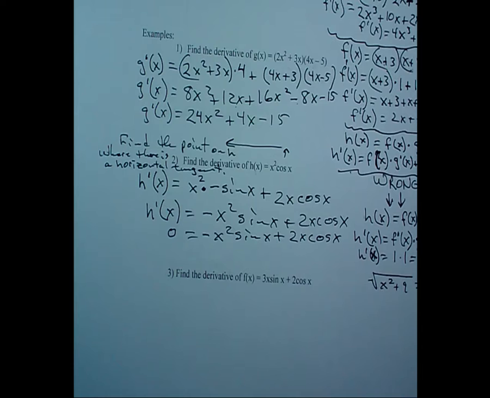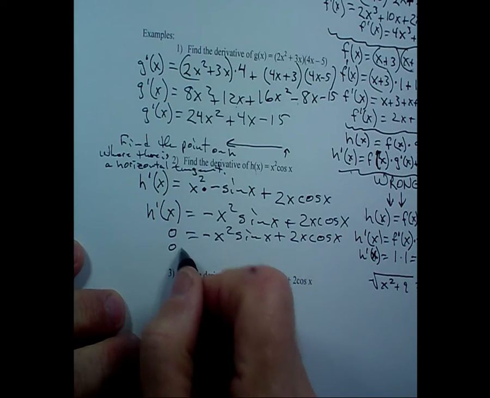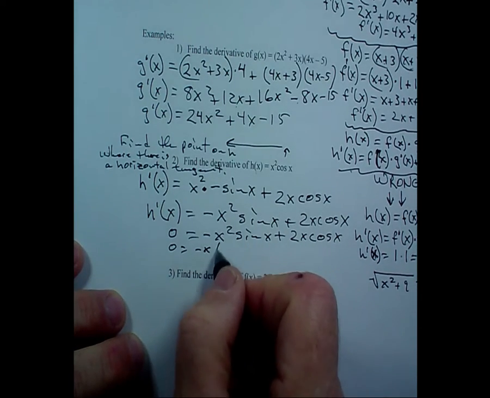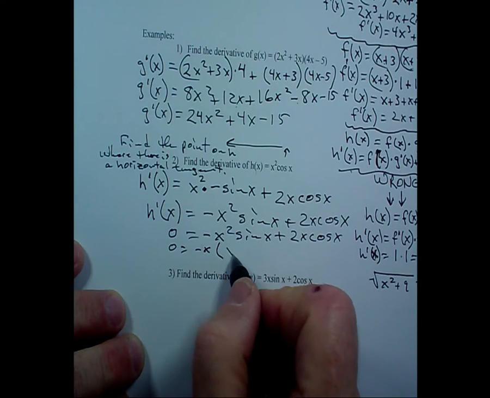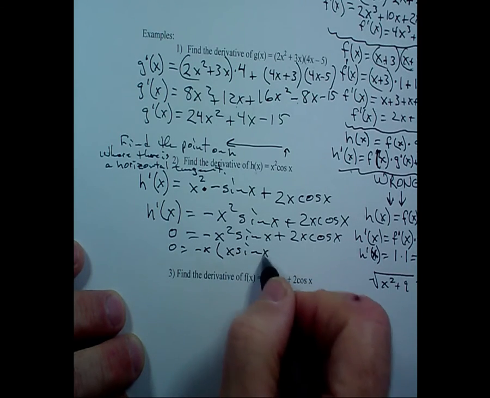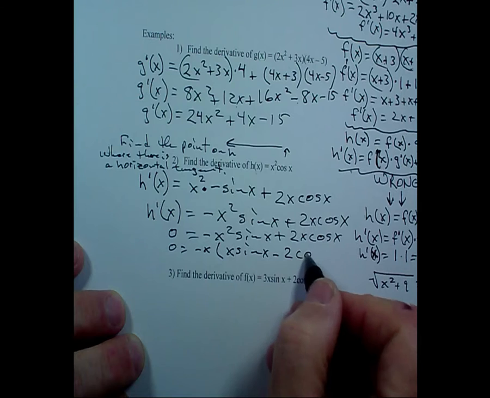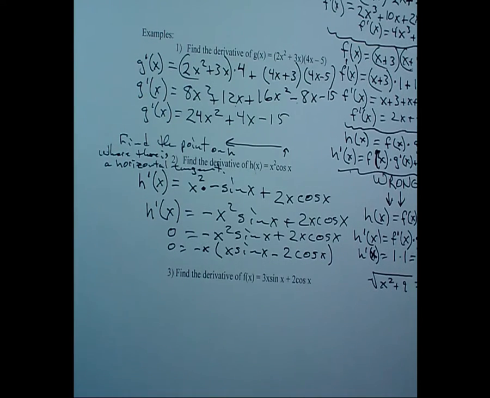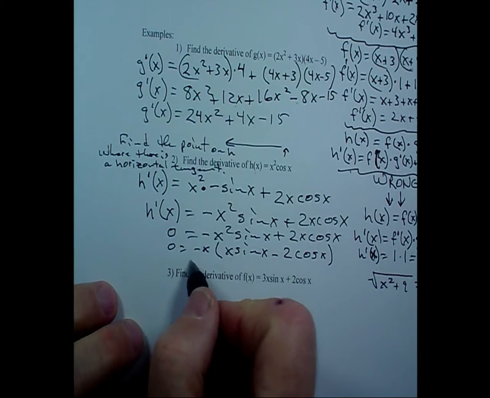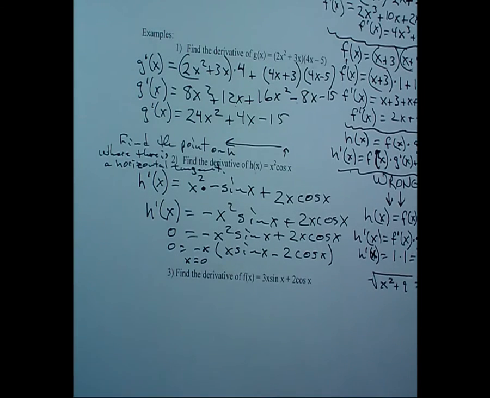Okay, now what are you going to do? Factor. Okay, what can you factor out of there? Negative x. So we got 0 equal to negative x times x sine of x minus 2 cosine of x. Correct? Right? Did I do that correctly? So this is nice. This means x equals 0, right?